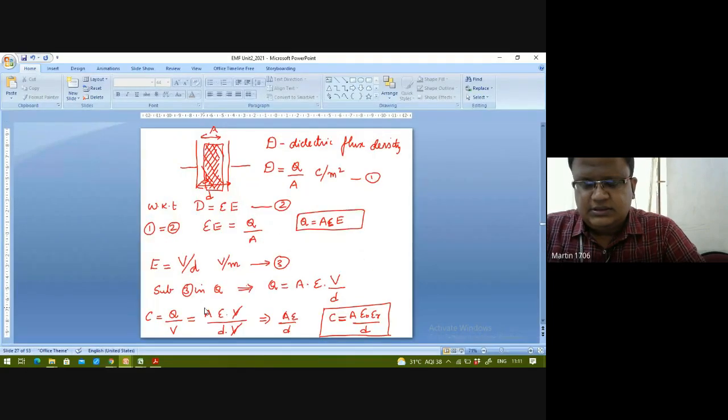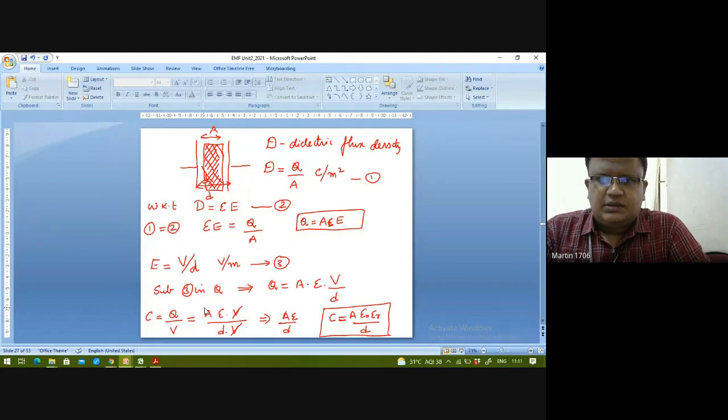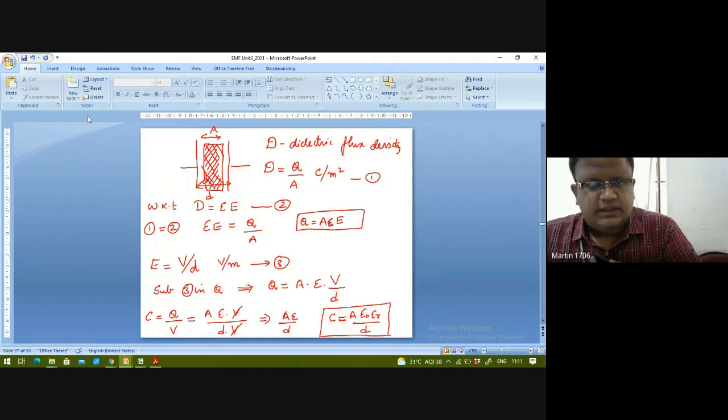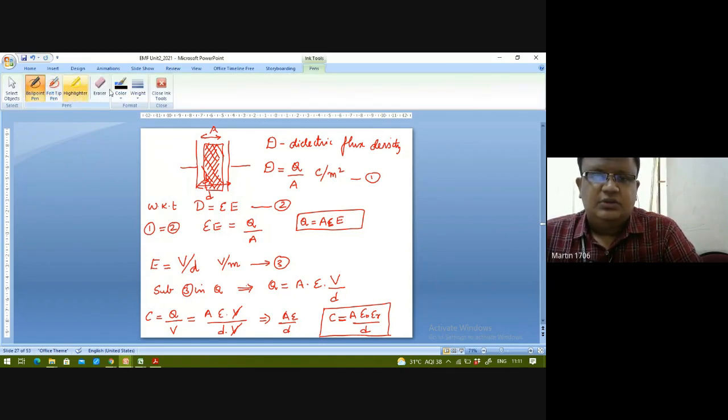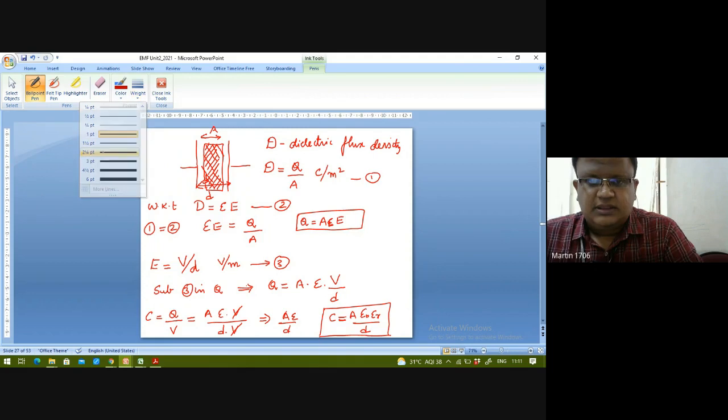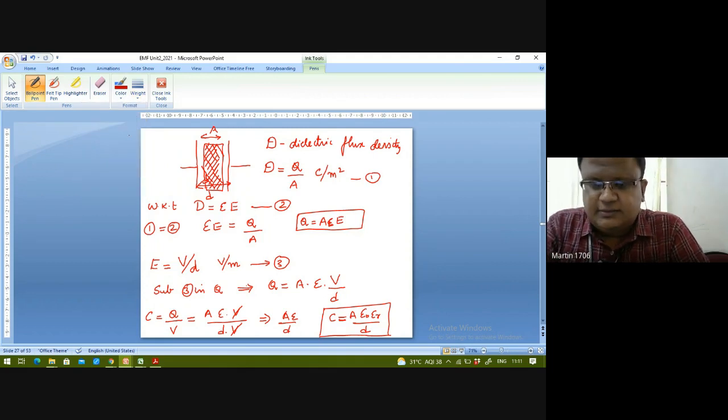This equation is the generalized capacitance. C is equal to A times epsilon naught times epsilon R divided by D. So generally, whatever capacitance is there, we will design with the help of the cross-sectional area and the distance between the two parallel plates. Based on that only the design procedure will be there. So that is what this equation signifies.